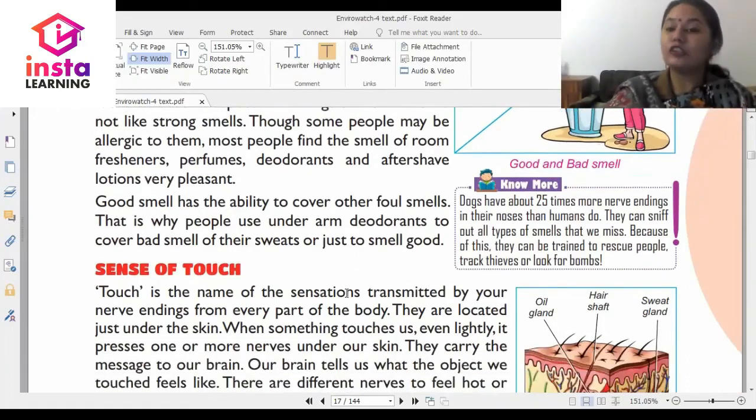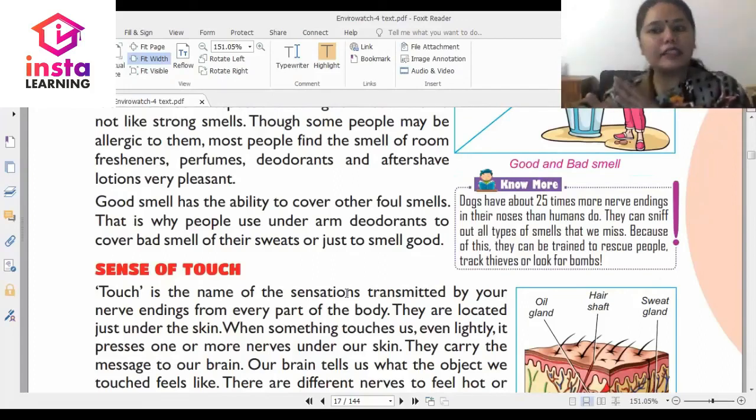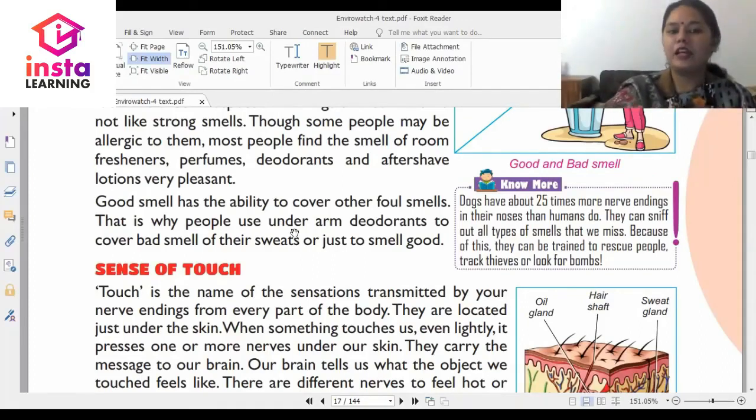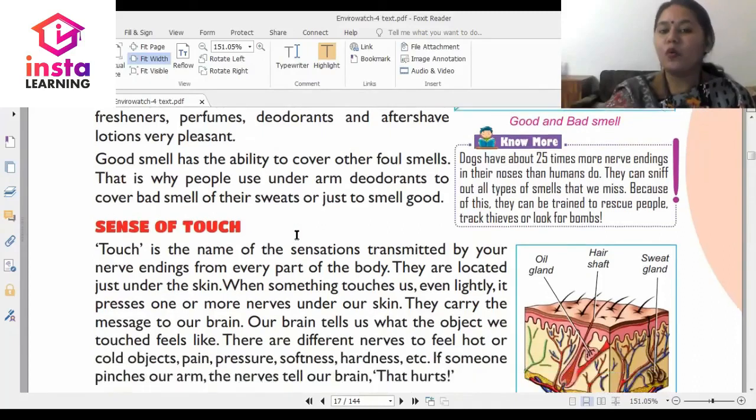All right. So the first sense organ that we have studied is our nose, which can differentiate between pleasant smell and unpleasant smell. The second sense organ is touch. So what is it? It's our skin which tells us whether whatever we have touched is good enough for us or is going to harm us.